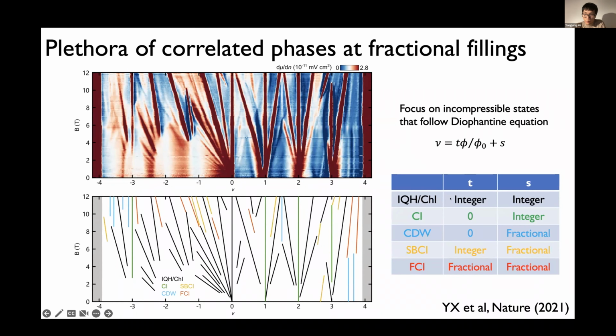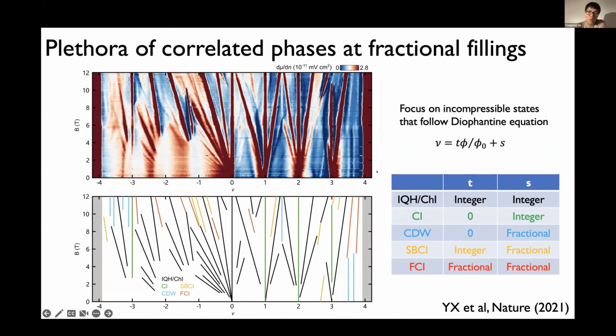And then what you can do, or what we did, is to categorize all these incompressible states based on the value of the intercept and the slope. And if both of them are integer, then those are described by integer quantum Hall states, and so on and so forth. And then the highlight is that if you see something that has a fractional value, either a fractional intercept or fractional slope, it means that it's something unusual. And in particular, if the slope is fractional, it means that you observe a fractional Chern insulator.